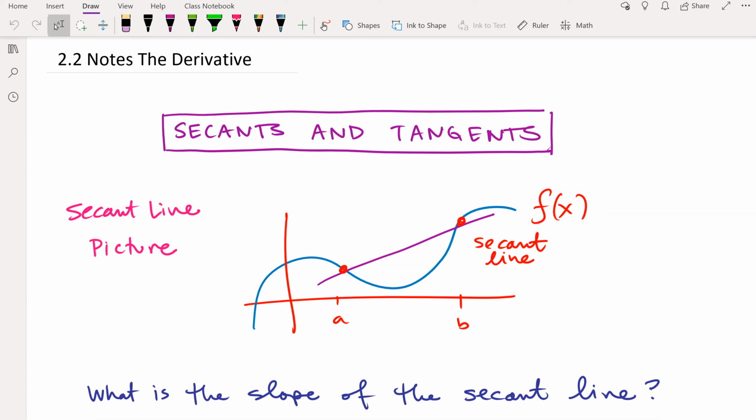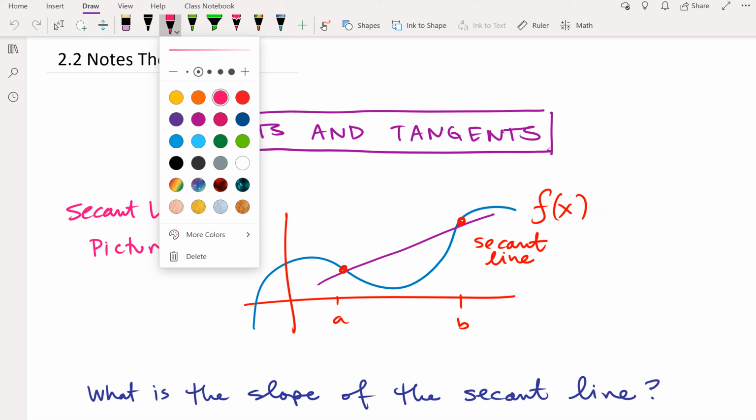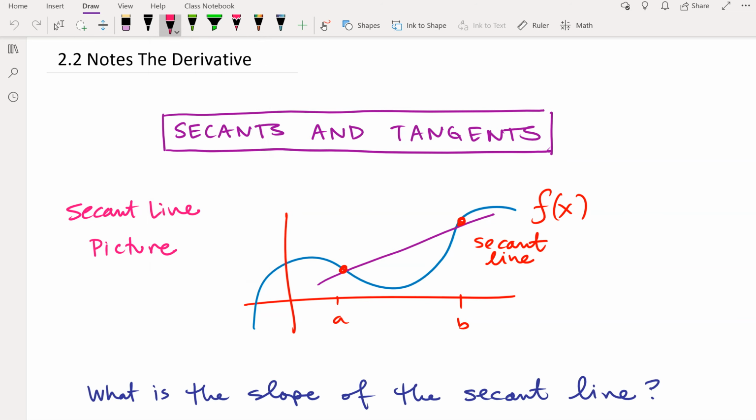All right, so today's notes is about the derivative. It's an intro to the derivative. We're going to start with just kind of refreshing on what we already know. So, secants and tangents, we're going to review that very quickly.